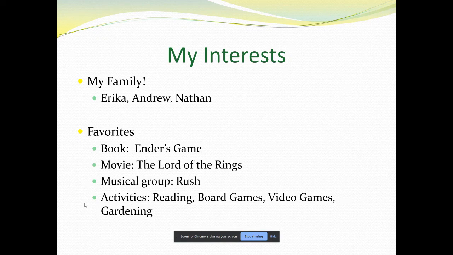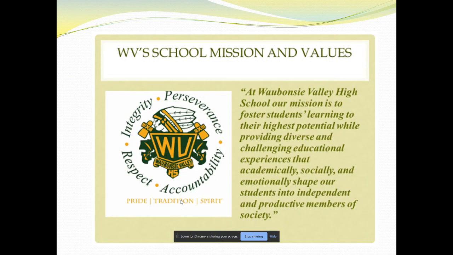Started doing that when I was in 4th grade, and they kind of hold a special place in my heart. So I was really pleased with how those movies came out. My favorite musical group's Rush, and I spent a lot of time reading and playing board games and video games and gardening around the house.